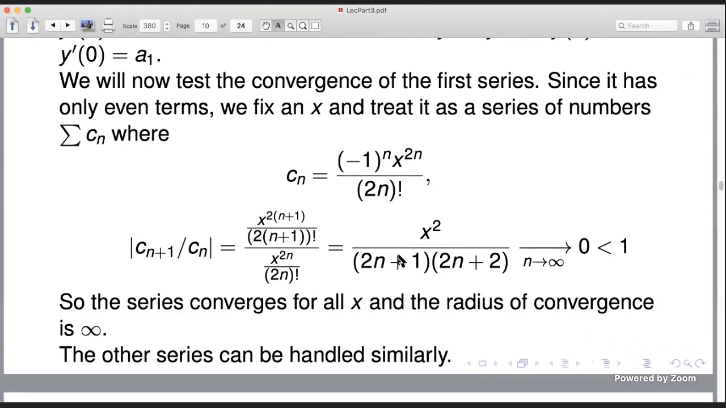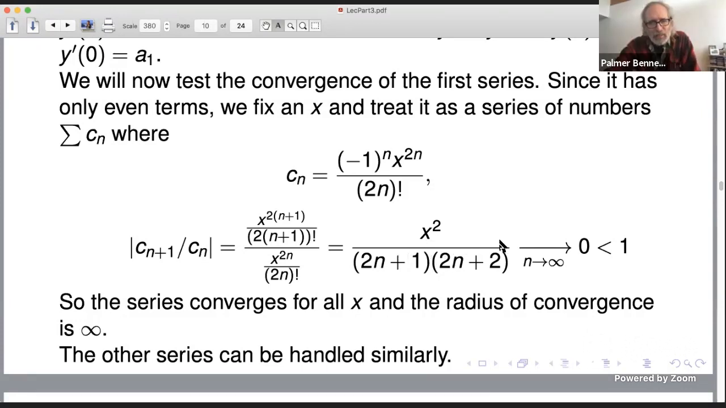Yeah, that makes sense. So no matter what x is, this is going to go to 0. The numerator doesn't depend on n, and the denominator is blowing up like n squared. 4n squared is the dominant term in the denominator. So this is going to go to 0 for any x, right? The important thing is not so much that it goes to 0, but that the limit is less than 1. It's 0. 0 is less than 1.